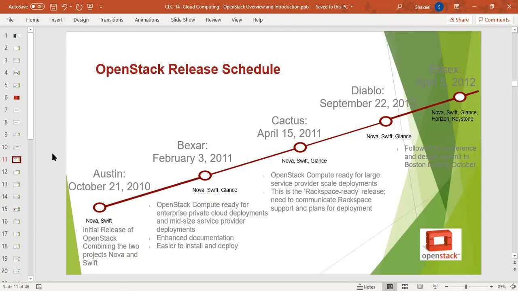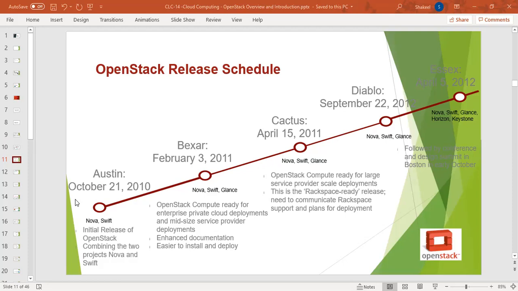And this is the release schedule of OpenStack. On October 21, 2010, Austin: Nova and Swift. This was the initial release of OpenStack, combining the two projects of Nova and Swift. Then Bexar, February 3, 2011: OpenStack Compute ready for enterprise private cloud deployments and mid-size service provider deployments, with enhanced documentation, easier to install and deploy.